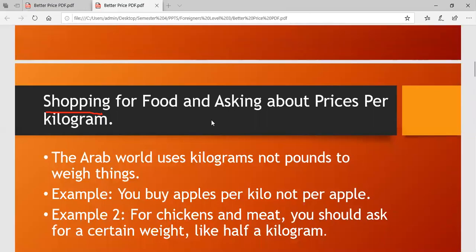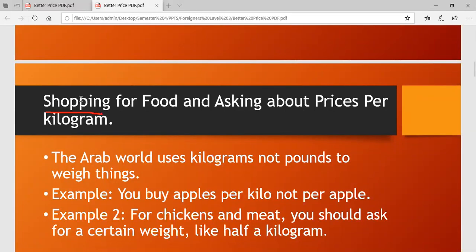Using examples. So here we're going to use shopping for food and asking about prices per kilogram. For example, Callum went to the shop. He wanted to buy, for example, vegetables, any kind of vegetables, okay? And he told the one who owns this shop, please weigh for me these vegetables. I want to know their weight. He tells you 2 kilograms of vegetables, okay?